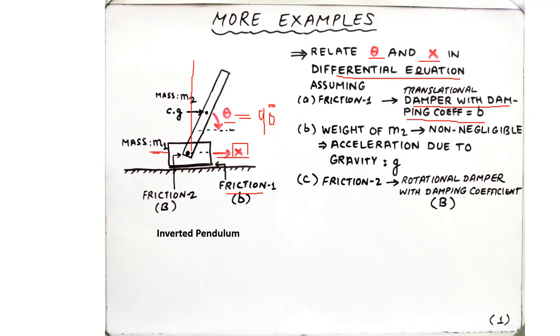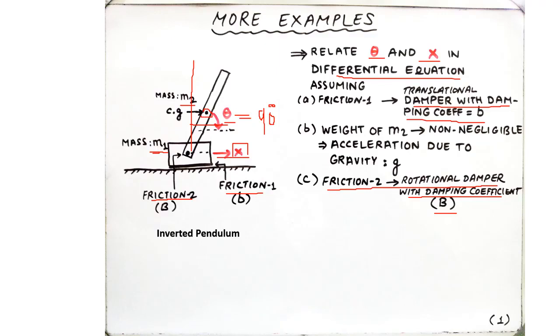There is another friction, friction 2, between the pendulum bar and the center point of the mass m1. And this pivot is the one about which the pendulum bar shall rotate. So the friction 2 will be modeled using a rotational damper with the damping coefficient capital B. Also note that the mass of the bar is taken as m2 and its center of gravity is shown here somewhere in the middle of the bar.